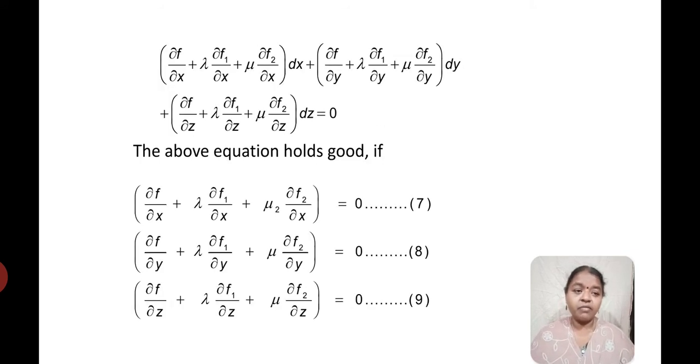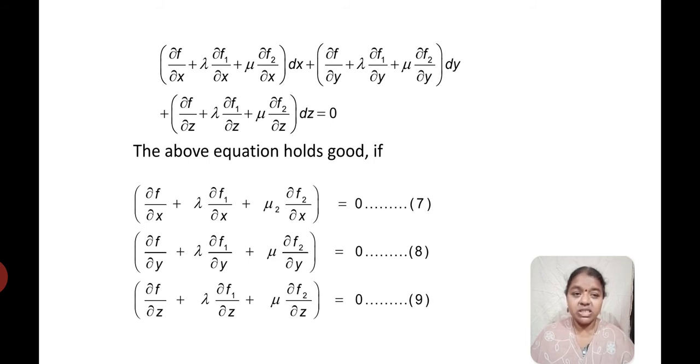It gives me, when I take dx common, I get dou f by dou x plus lambda into dou f1 by dou x plus mu into dou f2 by dou x, plus dy into dou f by dou y plus lambda into dou f1 by dou y plus mu into dou f2 by dou y, plus dz into dou f by dou z plus lambda into dou f1 by dou z plus mu into dou f2 by dou z is equal to 0. Now the above equation holds good if individually they become 0. So equation 7 with respect to x, 8 with y and 9 with z.